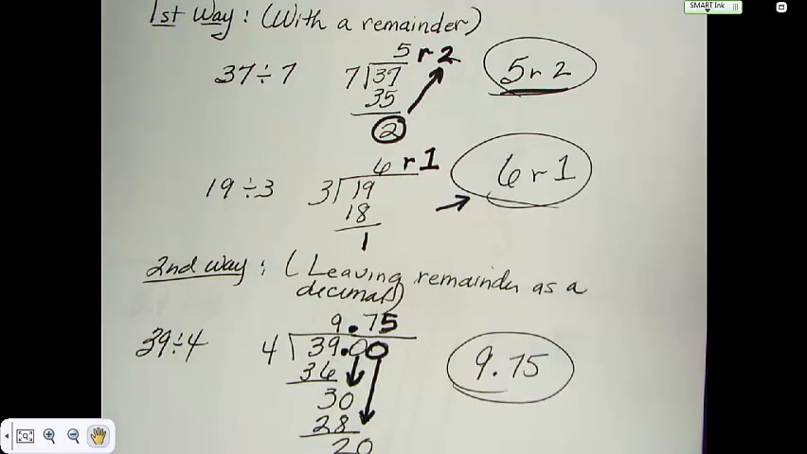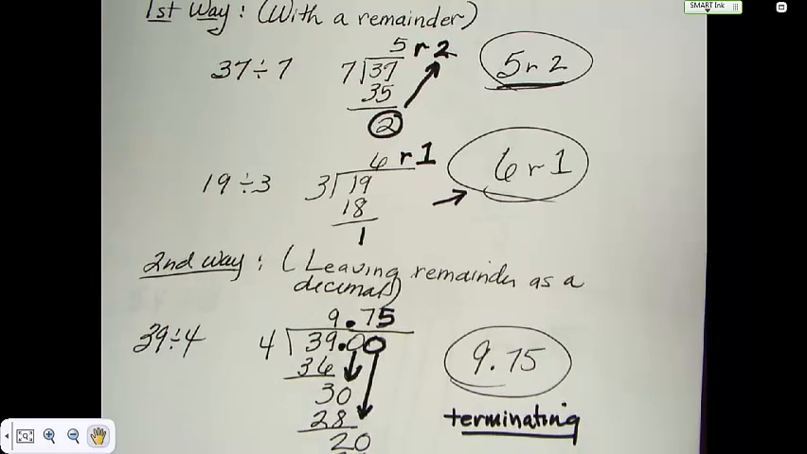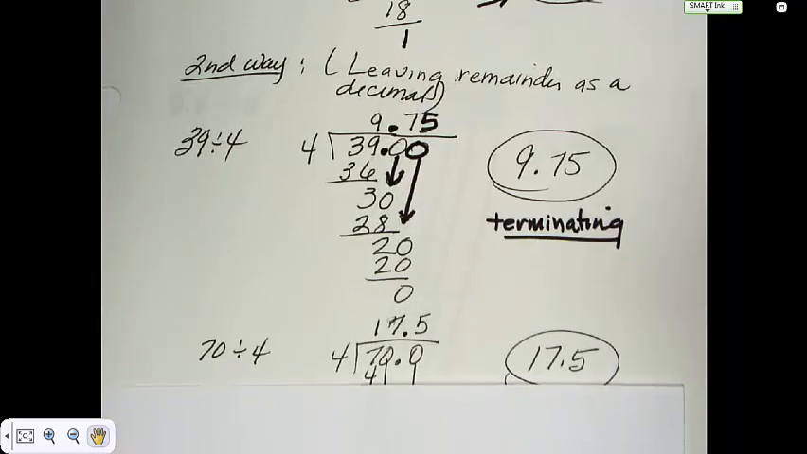You're done. Okay? It's not going to be repeating or anything. This is a terminating decimal, and we've talked about that just recently. Okay, that's terminating, and it is 9.75. That's your answer.